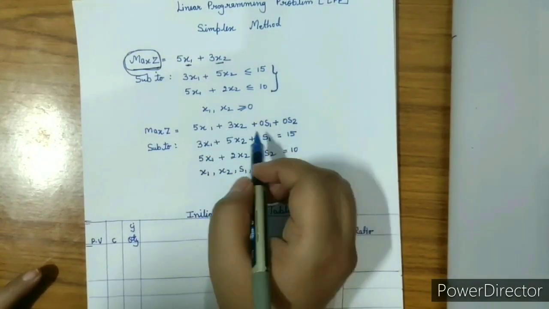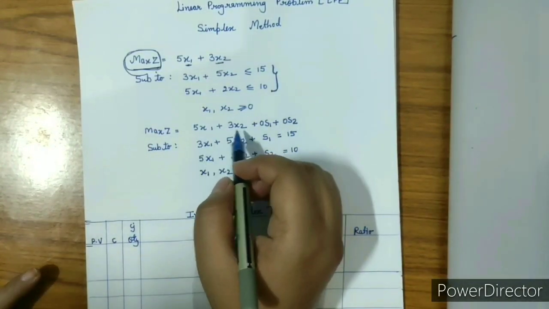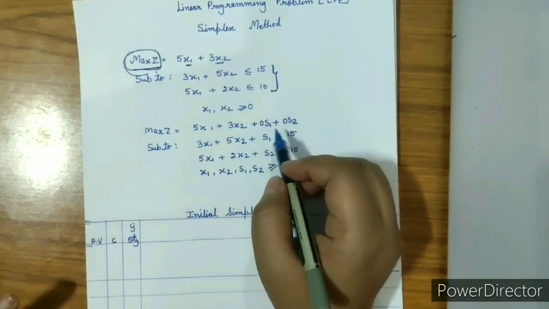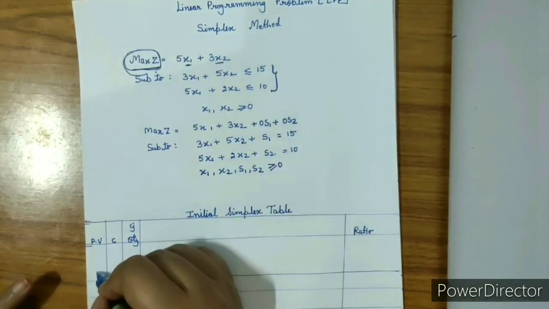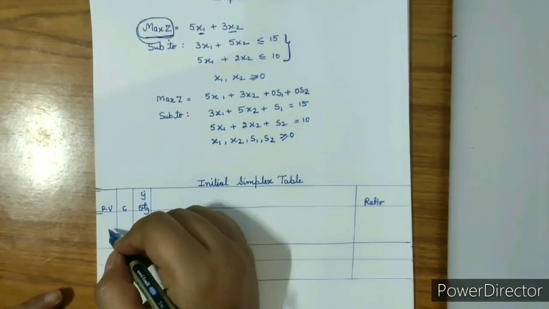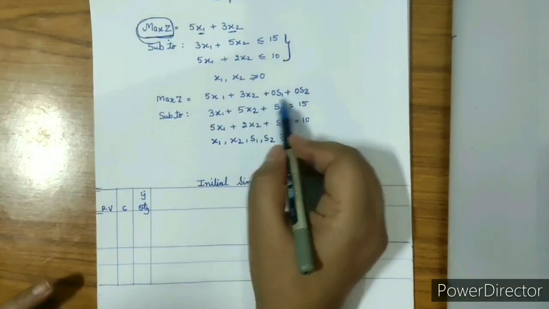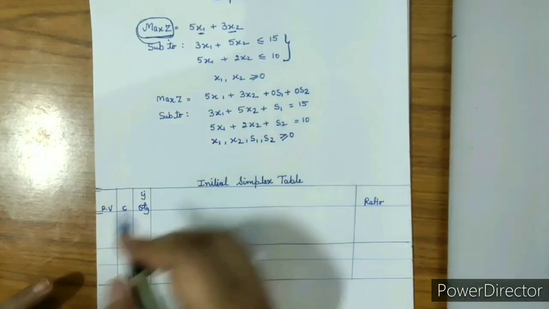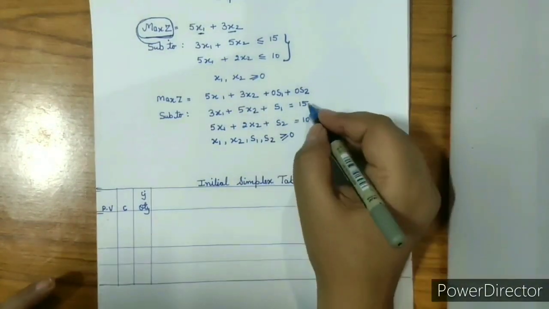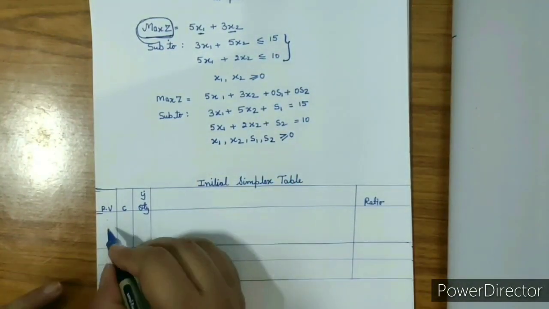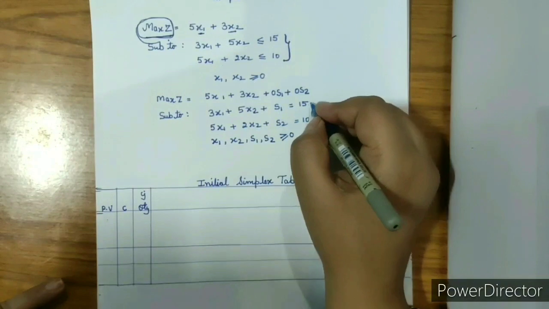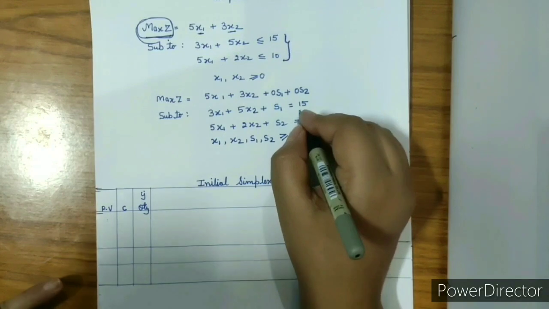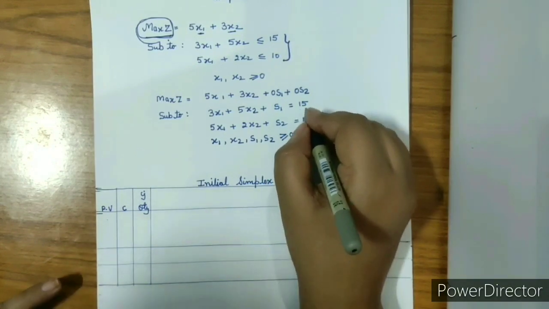We have basic and non-basic variables. x1, x2 are non-basic variables. s1, s2 are basic variables. In the programming variable column, we will write the basic variables. If we have two equations of the subject function, we write two programming variables. If we have three constraints, we write three programming variables. Right now we have two equations, so we write two programming variables. Each programming variable represents each equation.